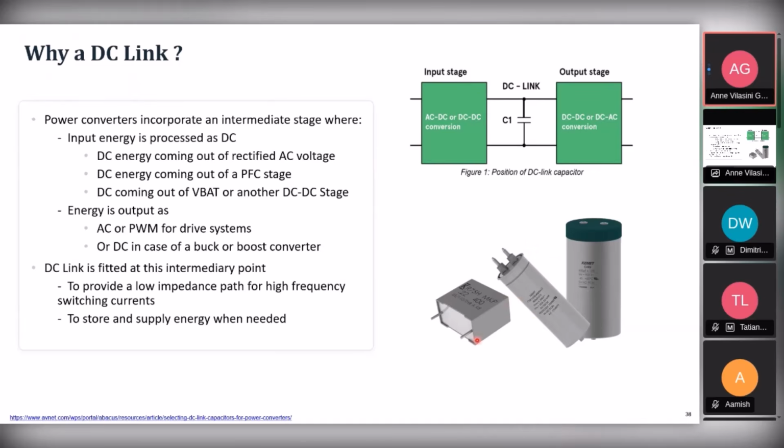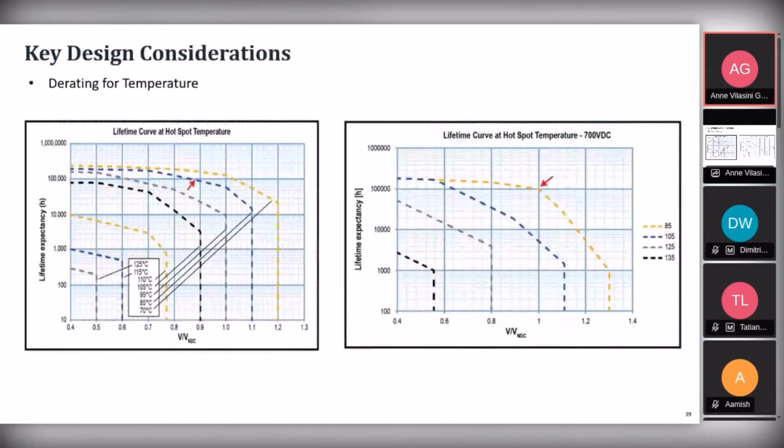Here you can see different technologies that you can use. This is a film capacitor, and this is an aluminum electrolytic capacitor. And some design considerations for DC link: you can see that when you're using the capacitor above its rated voltage, the lifetime is going to drop very abruptly, and it's a comparison between different temperatures.